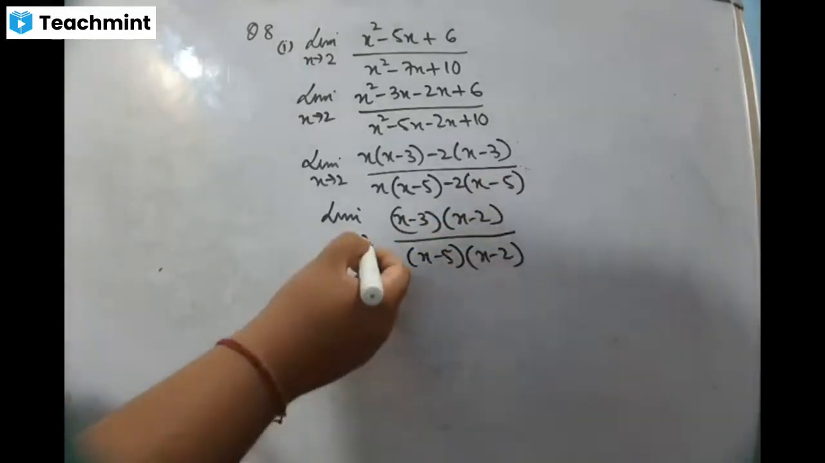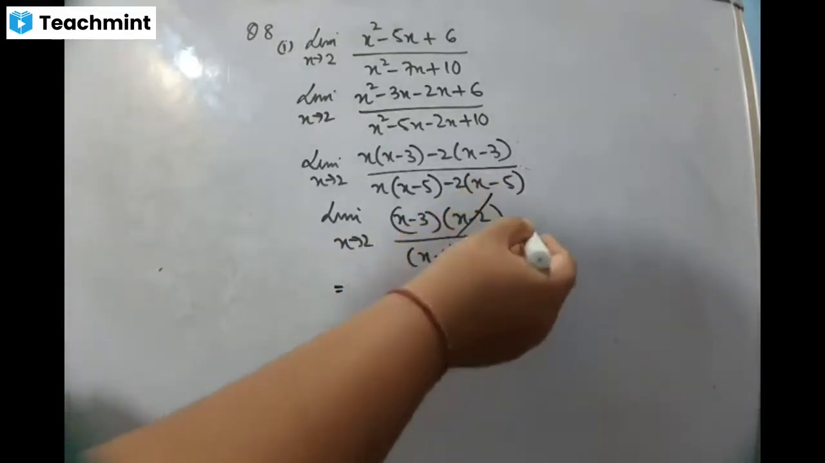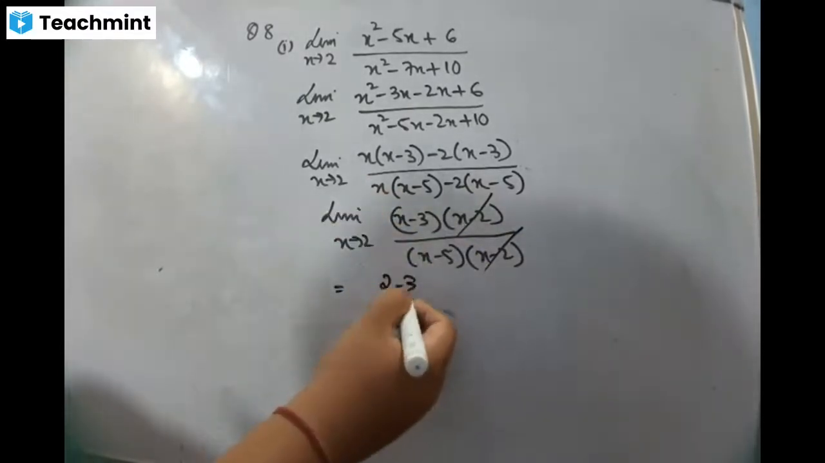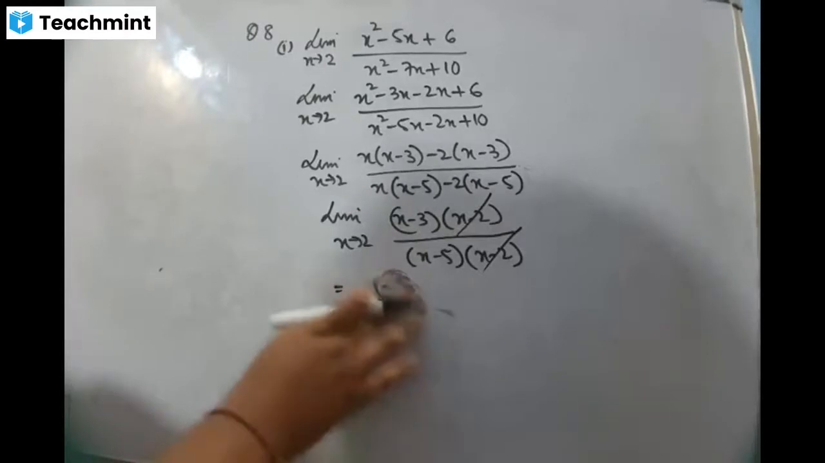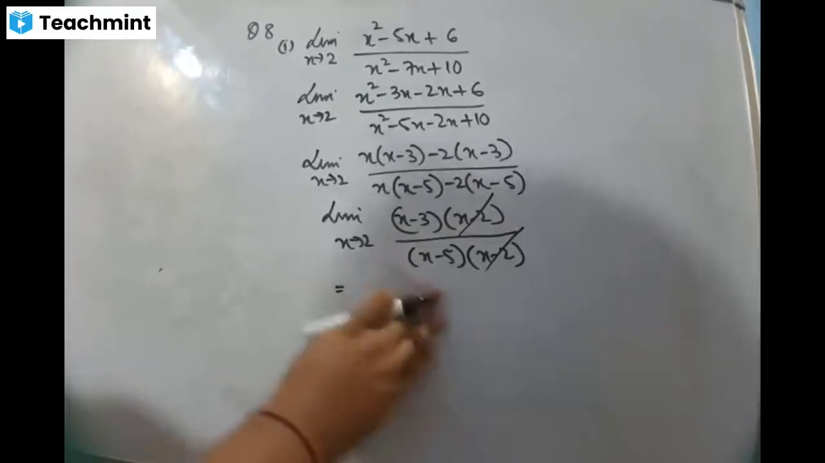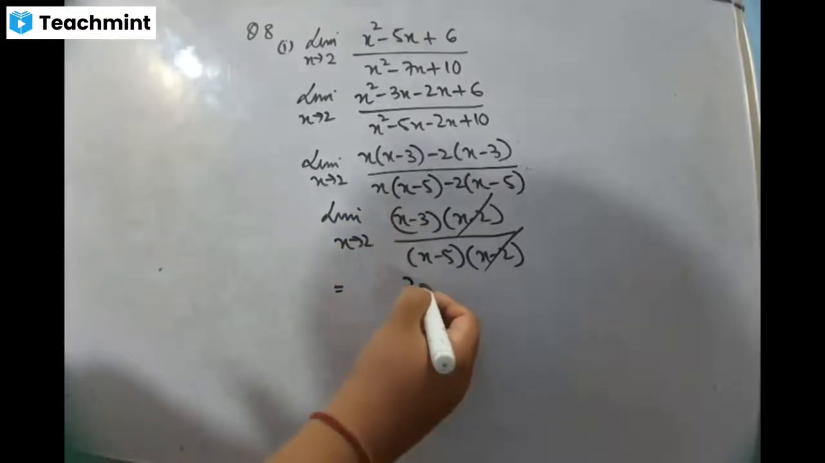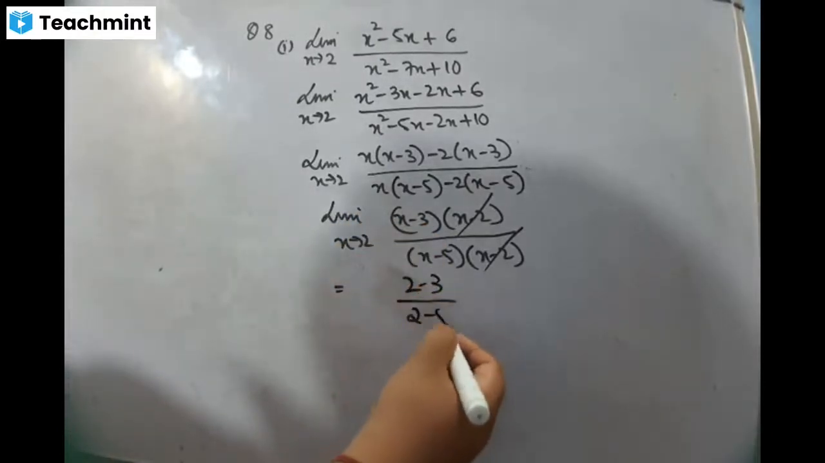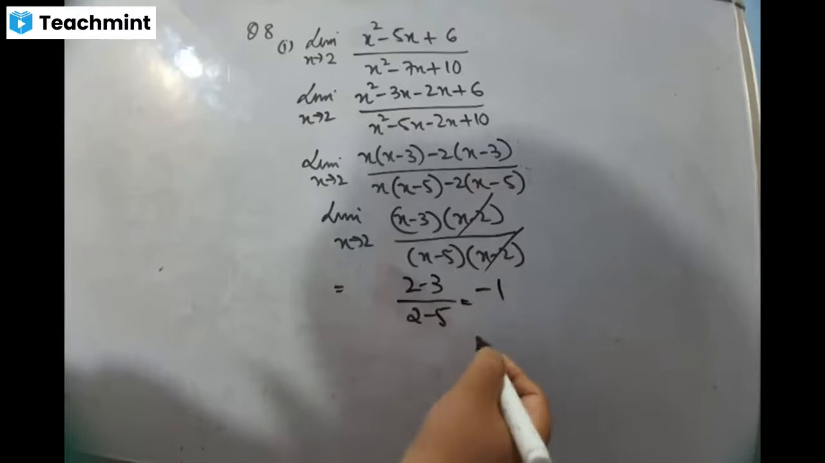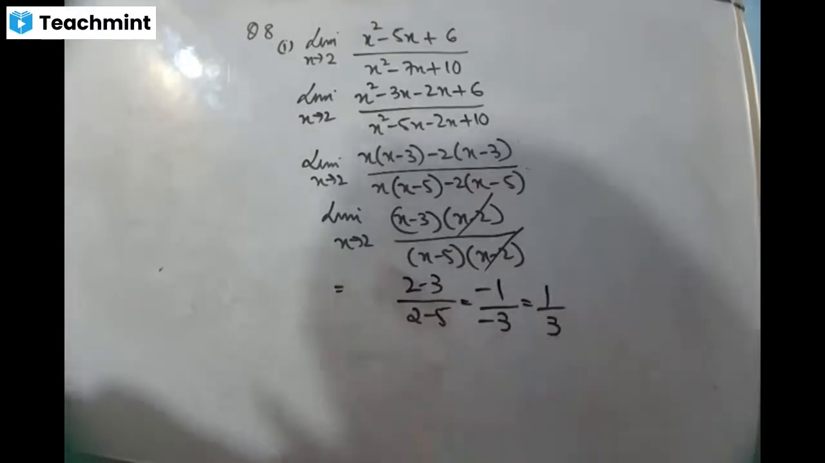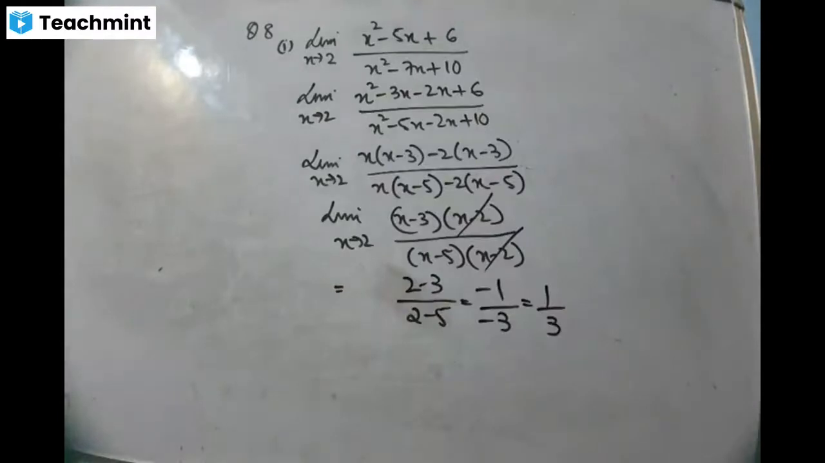Now you put the value of x. So what's the value of x? This cancels out. So when you put the value of x, what do you get? You just have to solve a limit. It is very simple. You just have to remove the limit. Don't write the limit and just put the value. The value of x is 2. So 2 minus 3 divided by 2 minus 5. So 2 minus 3 is minus 1 and 2 minus 5 is minus 3. So the value of this particular limit is 1 by 3.